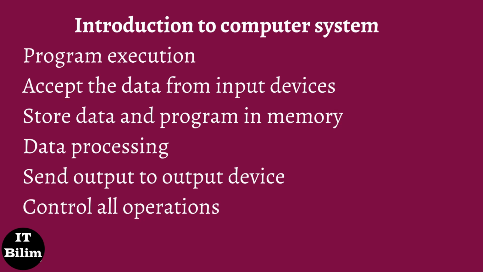The output devices are used to send the result that can be used by the user. The program output can either be sent to the monitor, printer, storage disks or any other output device. Control all operations. The computer system controls the operations of the software and hardware components. The control unit of the CPU, central processing unit, controls the operations of the entire computer system.